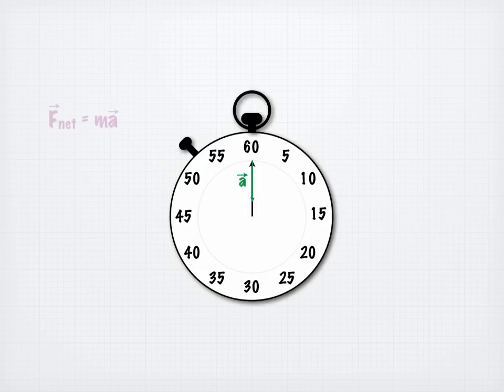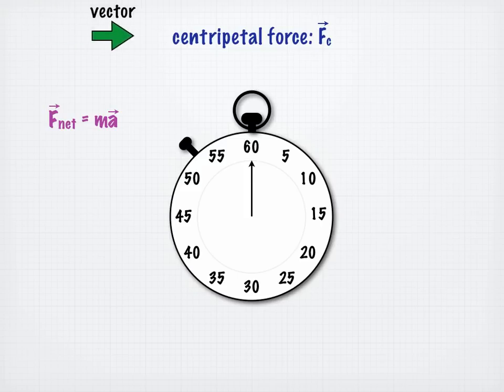What does Newton's second law tell us must be the cause of this centripetal acceleration? A net force. We call this the centripetal force. Centripetal force is a vector, so it has a magnitude and a direction. The magnitude of the centripetal force is the mass of the object in question multiplied by the centripetal acceleration.